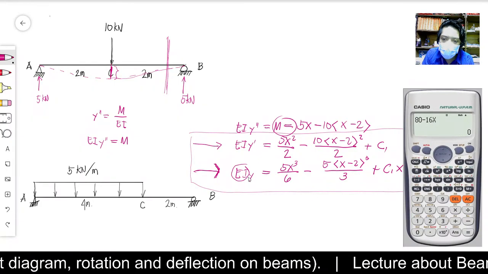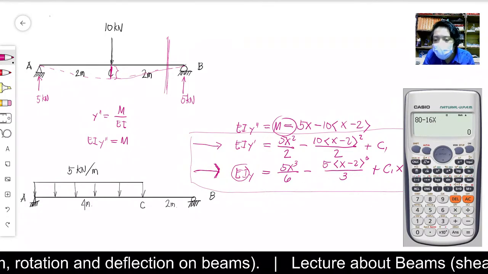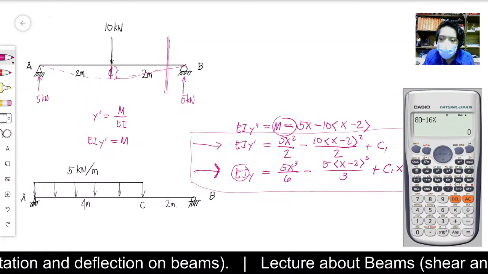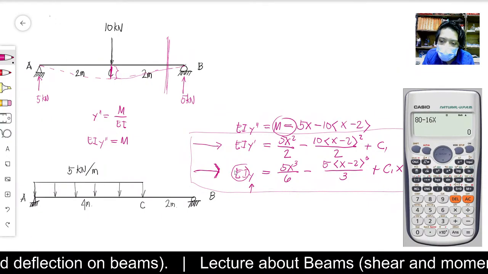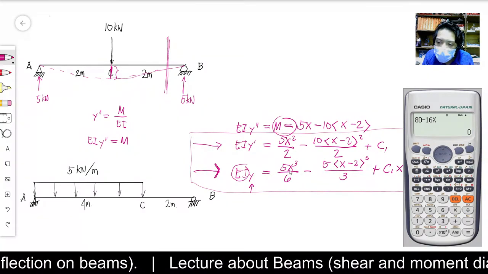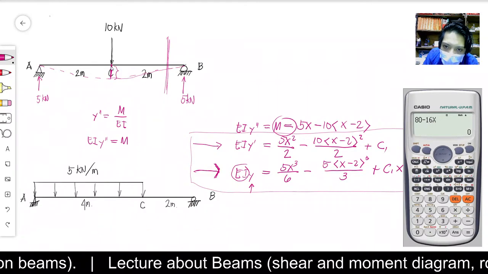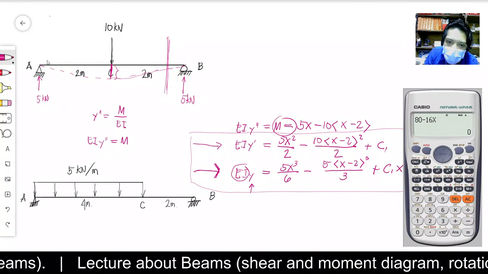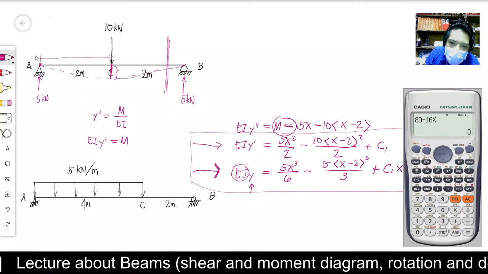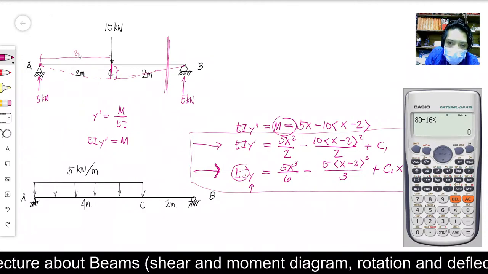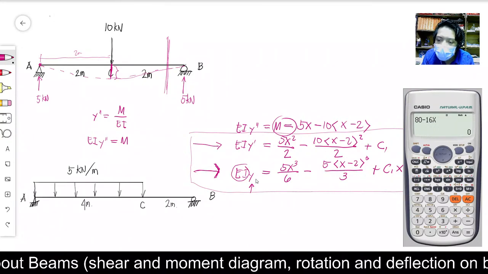So what we are solving for is Y, the deflection at point C. That means we will use this equation. But there is a problem. Based on this equation, you need to find the value of X. What is the value of X at point C? It is this distance. At point A, your X is 0. At point C, your X is 2 meters. So you just need to substitute 2 for X, and then we can get the value of Y.